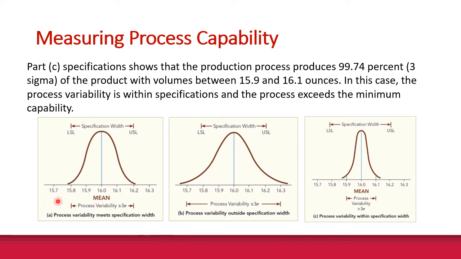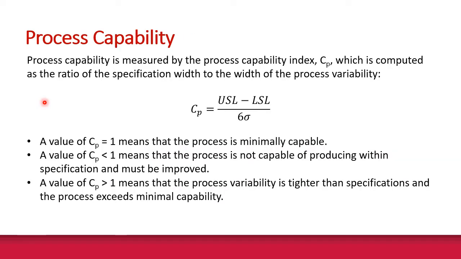This is why we rely on process capability analysis just as much as we do control charts to tell us how well our product is performing to specification. How well can we manufacture the product within tolerances? So formally, how would we define process capability? It's designated by the symbol C sub P. It's computed as a ratio of the specification width to the width of the process variability.